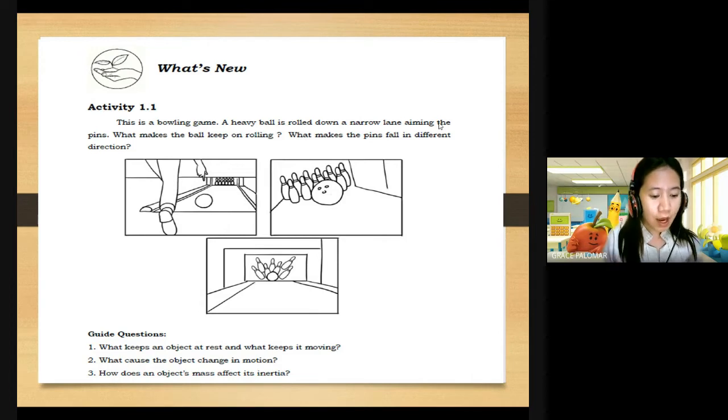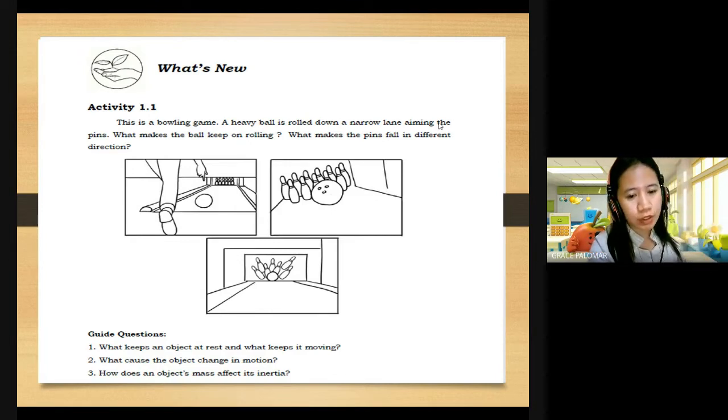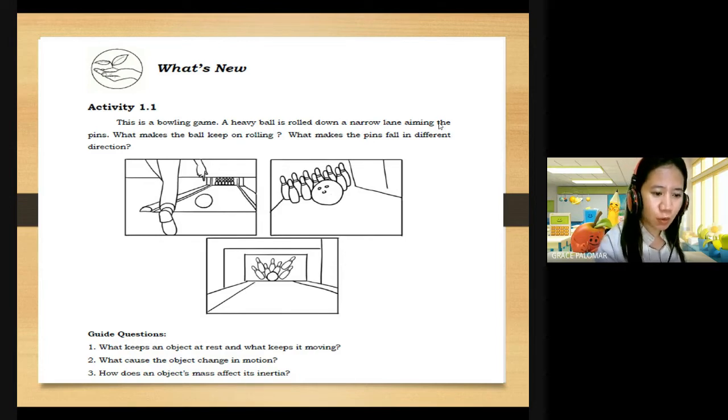Okay, so an object's inertia depends on its mass. So mass, again, what is mass? Mass is the amount of matter or substance that makes up an object. It is measured in units called kilograms. An object with a greater mass has a greater inertia, and an object with a lesser mass will also have a lesser inertia. So that is the reason why objects at rest will stay at rest and objects in motion will continue to move, because of an object's inertia, which is also dependent on its mass.